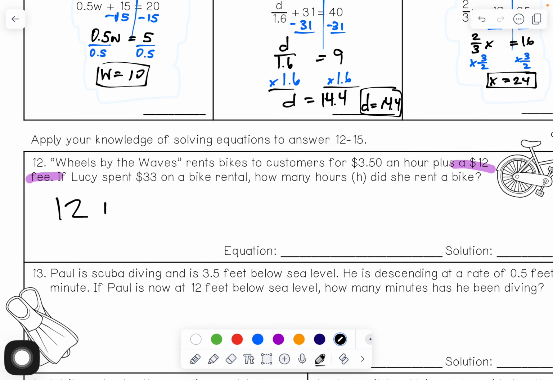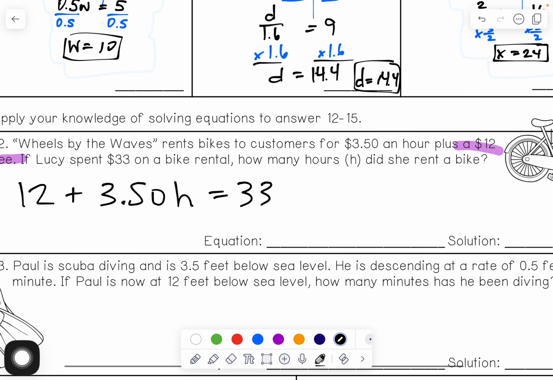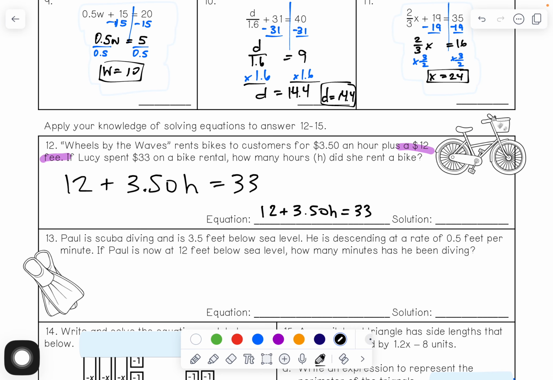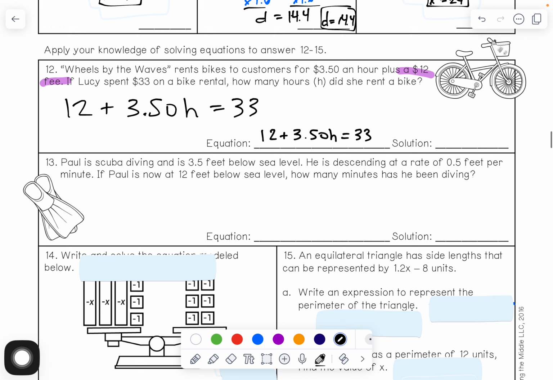Plus $3.50 for every what? Hour, H. Now if Lucy spent $33, it's going to equal 33. So that would be our equation: 12 plus 3.50H equals 33. I'd like you to take that and solve it. Remember, subtract the constant first, and then divide by the coefficient.